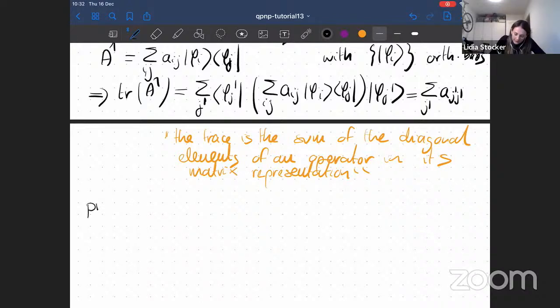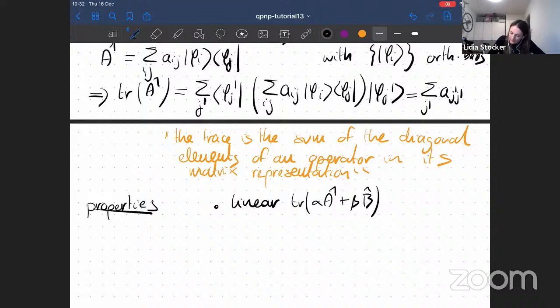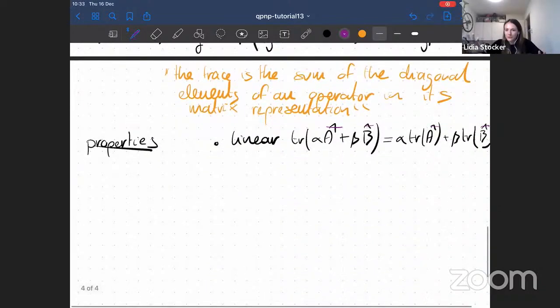What are the properties of this trace? First of all, it's linear. So the trace of some A plus B is equal to trace A plus trace B. And a comment: if we work with operators, which we basically always do, we can drop the hats, and you can also do this in the exam. If it's a matrix, it's usually clear that it has nothing to do with quantum mechanics, but most of the time we are working with operators. If you want to put hats everywhere because it's clearer for you, feel free to do it.